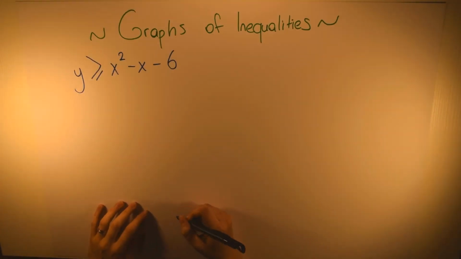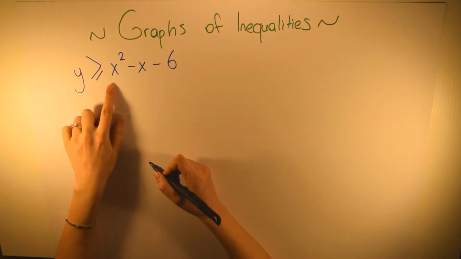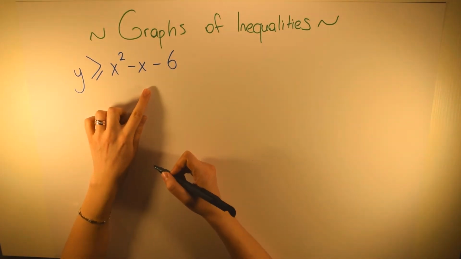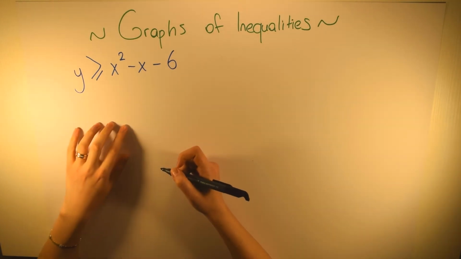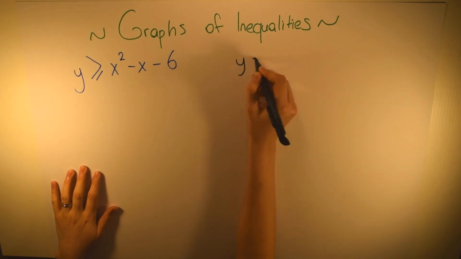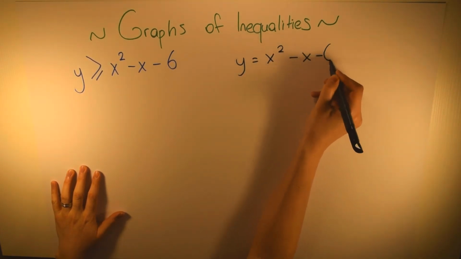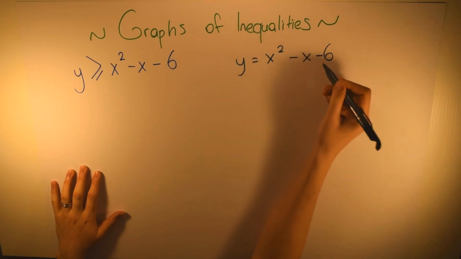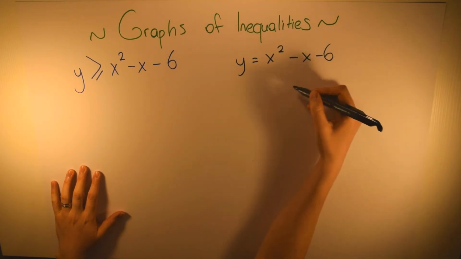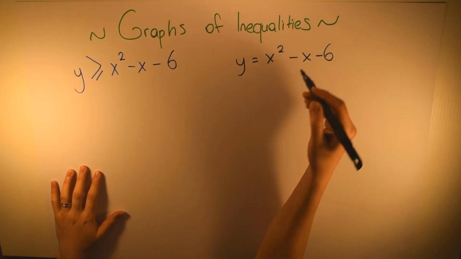Now let's see how we draw the graphs of inequalities. So here we have y is greater than or equal to x squared minus x minus 6. First think of this as a normal parabola, y is equal to x squared minus x minus 6. We will find the points of this parabola or quadratic equation, and then we will draw the graph of this. So let's do that.